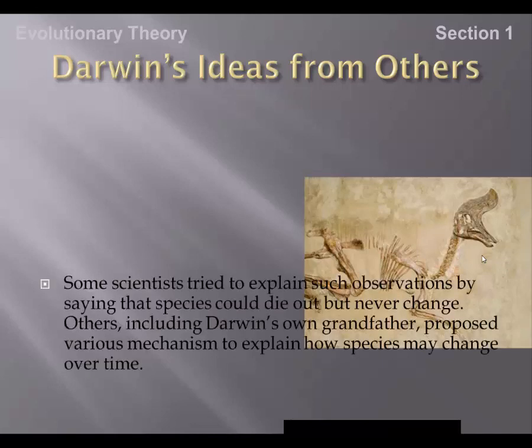So some scientists tried to explain such observations by saying that species could die out but never change. Other individuals, including Darwin's own grandfather, proposed various mechanisms to explain how species may change over time.